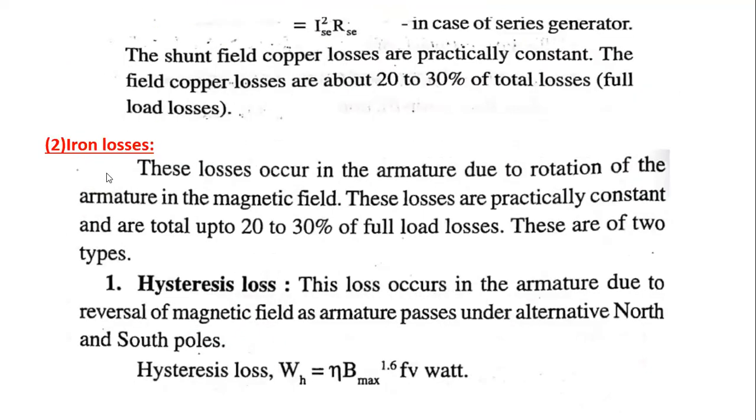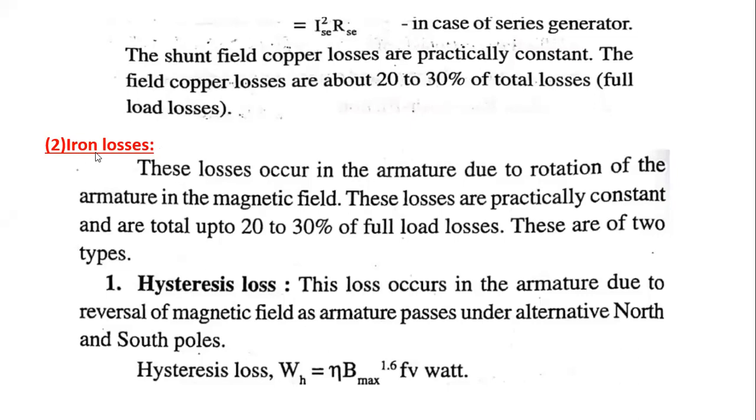That will be obtained as 20 to 30 percent of the total losses, and 20 to 30 percent is the shunt and series field copper losses. That will be obtained in the total losses.